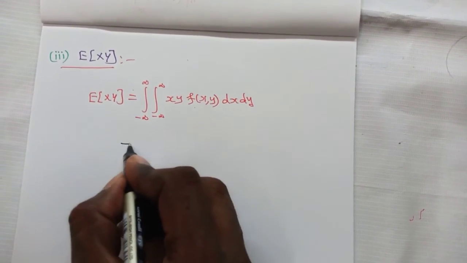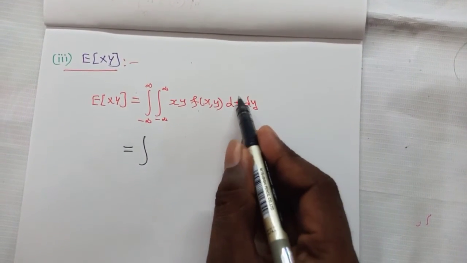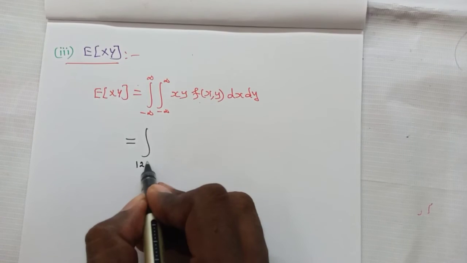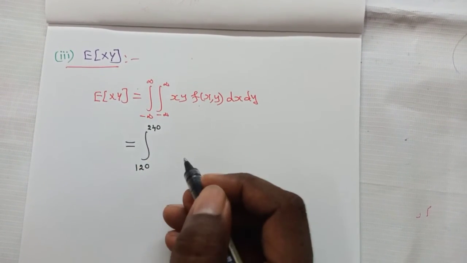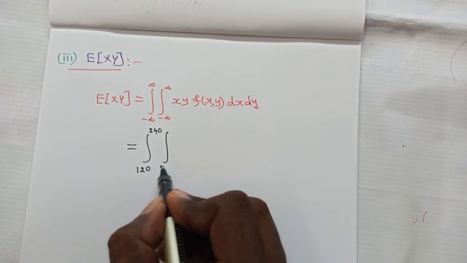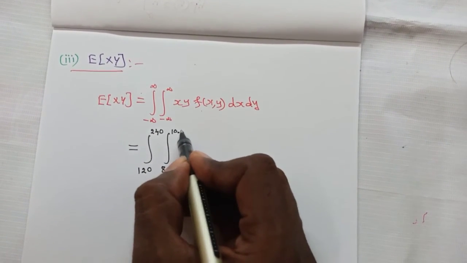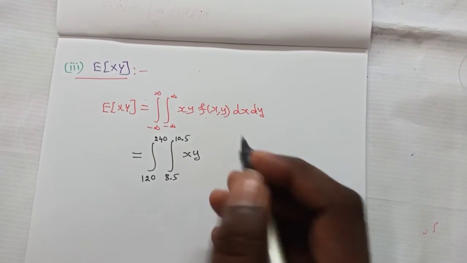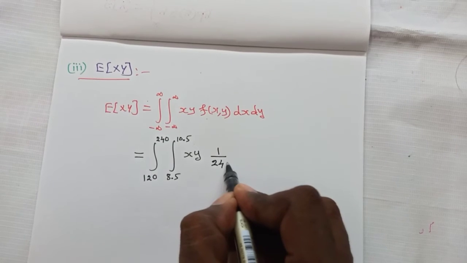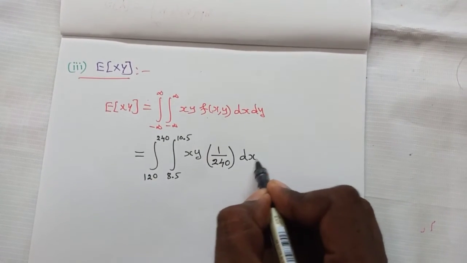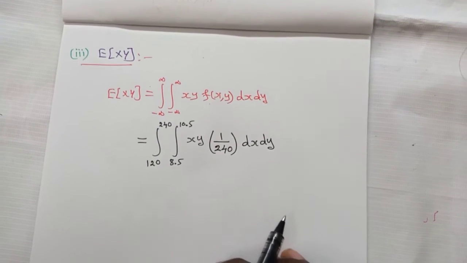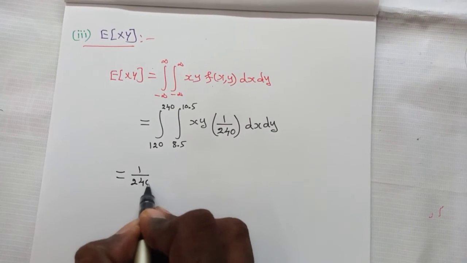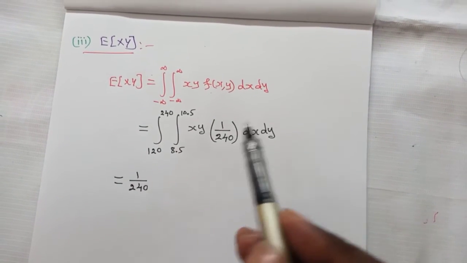Now, the inner integral limit is x, the outer integral limit is y. So the limit for y is 120 to 240 and the limit for x is 8.5 to 10.5. xy into f of x comma y. F of x comma y is given in the problem. It is 1 by 240 from the given function, and dx dy. Now this 1 by 240 can be taken outside. Next I want to integrate with respect to x, and then with respect to y.